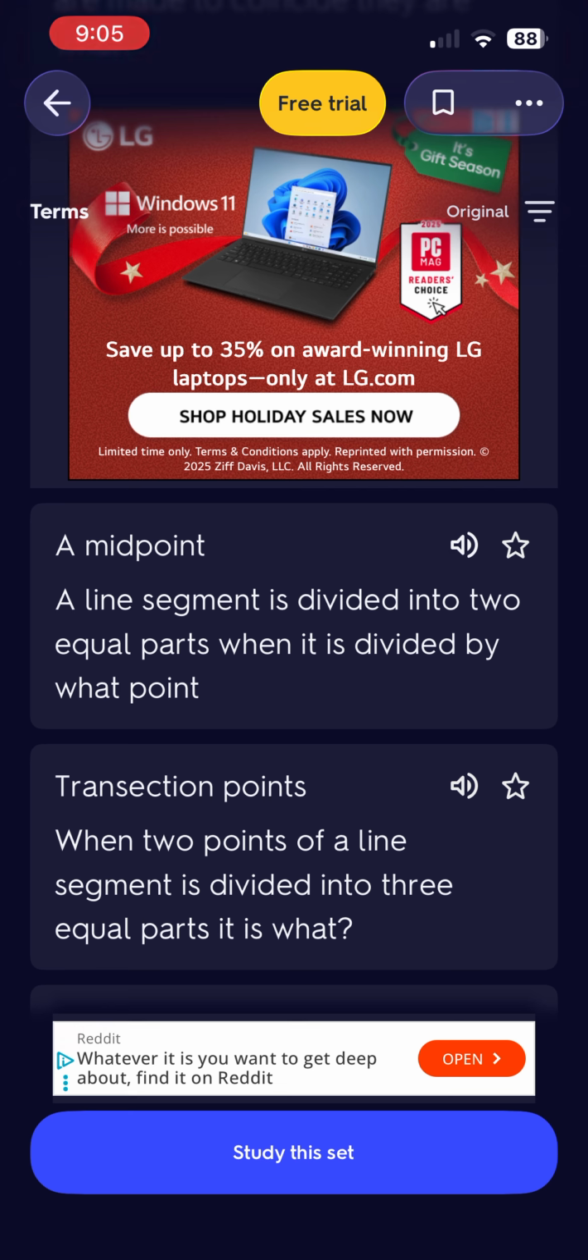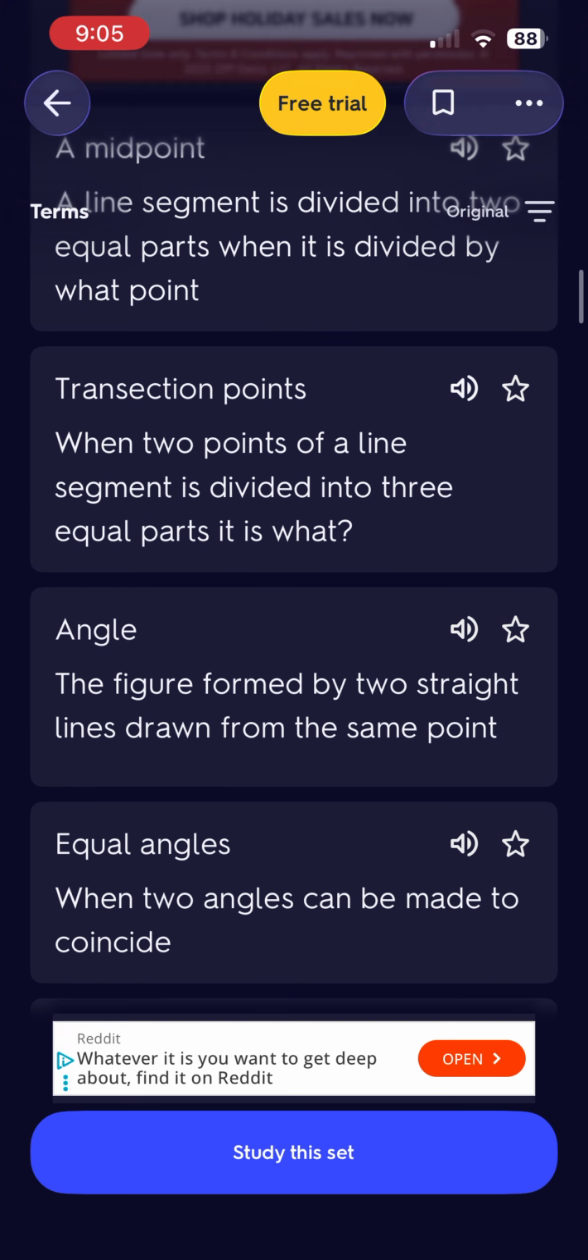A midpoint. A line segment is divided into two equal parts when it is divided by what point? Trisection points. When two points divide a line segment into 3 equal parts, it is what? Angle. The figure formed by 2 straight lines drawn from the same point. Equal angles. When 2 angles can be made to coincide.